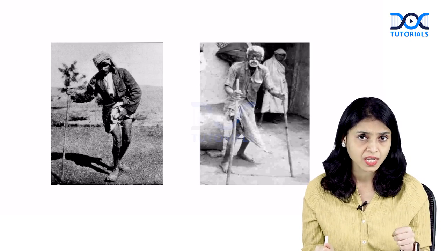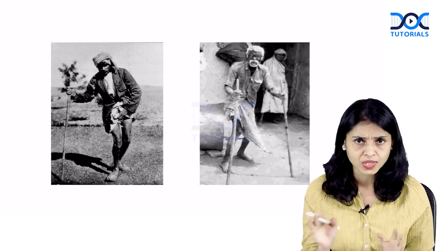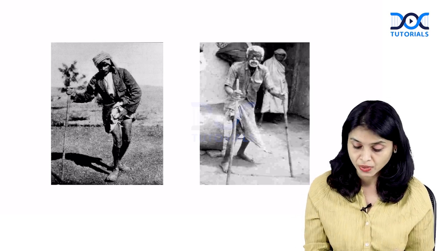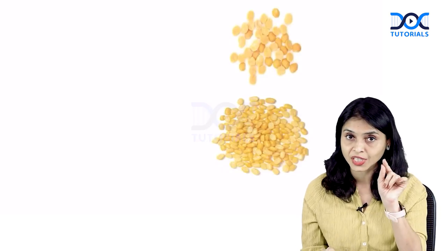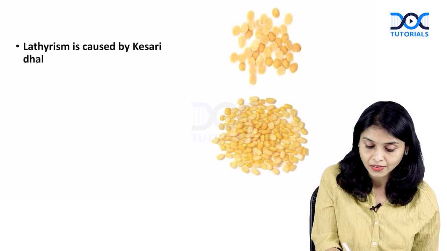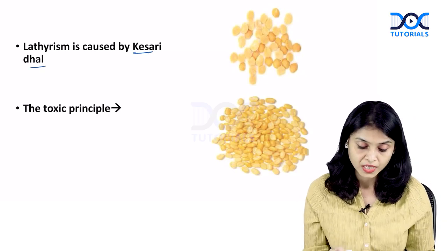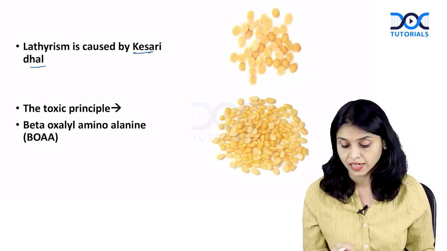So there is the 1 stick stage, 2 stick stage, you know that, right? Crawling stage. So those things are there. I'm not going into those details. You can expect this as an image-based question also, and it is because of eating kesari dal. And the toxic principle that we have already seen is BOA, beta-oxalyl aminoalanine.